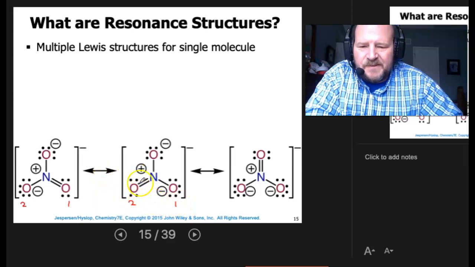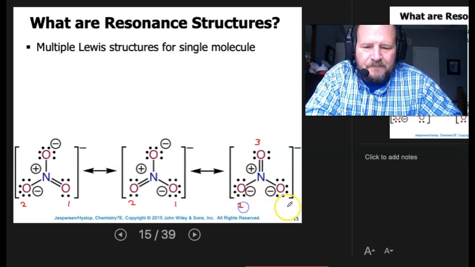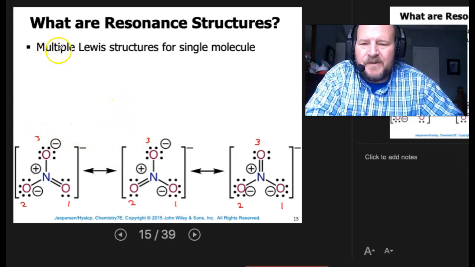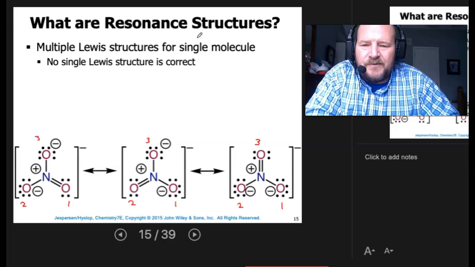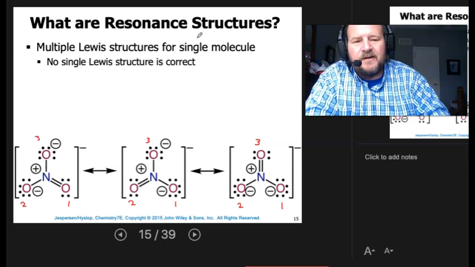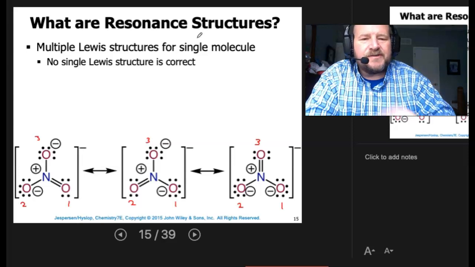Well, why does it have to be 2? Why can't it be 3? And there it is. The third one now has a double bond. Now, this is what we're doing to account for the idea that all the bonds are the same length. So we're going to have multiple Lewis structures for a single molecule. No single Lewis structure is going to be correct. Notice the arrows between the structures. We've drawn out 3 different structures, and we have double-headed arrows, saying that this basically goes in a circle.